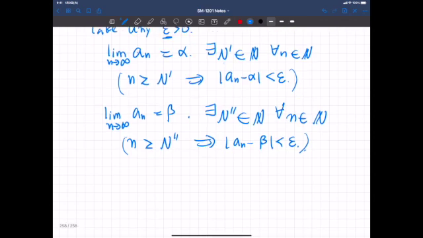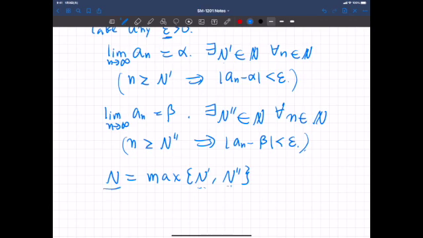Now let us define this capital N as the larger of n prime and n double prime. So max of n prime, n double prime means the greater of the two. So the greater of the two is N.